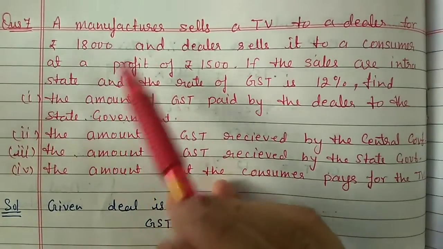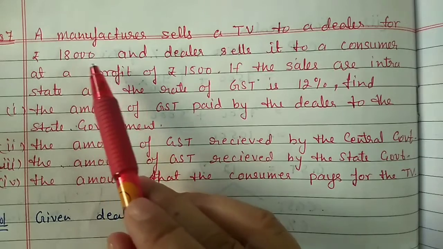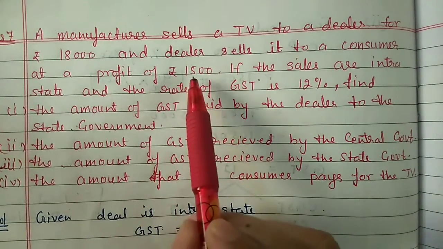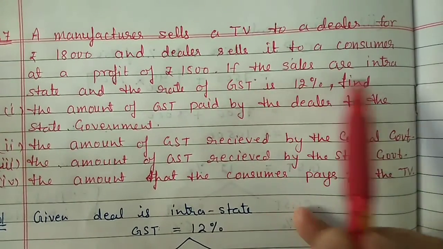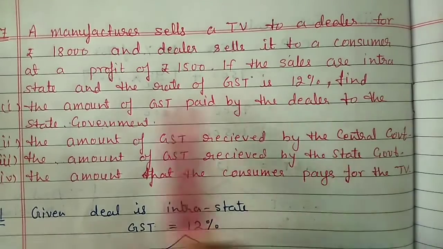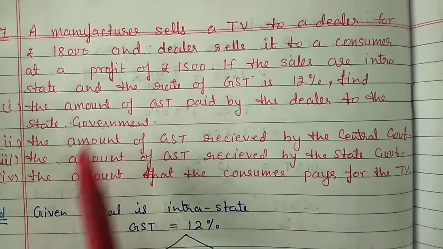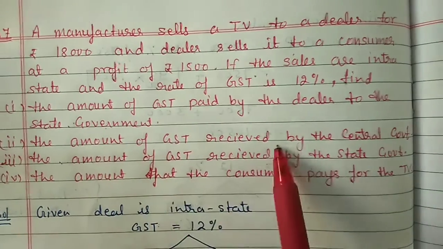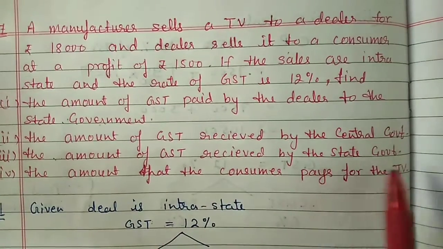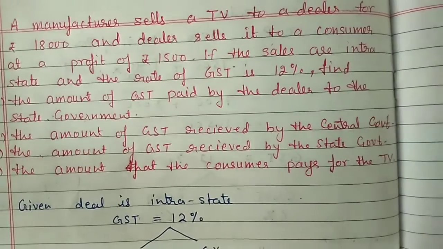Question number 7. A manufacturer sells a TV to a dealer at rupees 18,000 and the dealer sells it to a consumer at a profit of 1,500. If the sales are intrastate and the rate of GST is 12%, find the amount of GST paid by the dealer to the state government, the amount of GST received by the central government, and the amount of GST received by the state government, and the amount that the consumer pays for the TV.